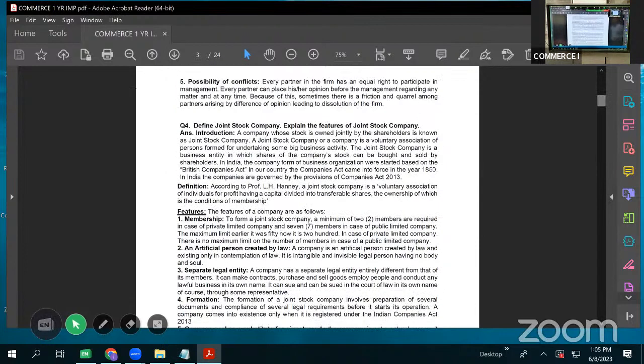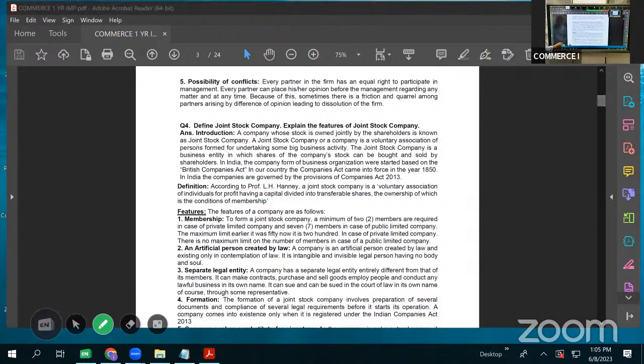Today we'll take what is a joint stock company, what are its advantages and disadvantages, and we learn its features. Okay. What are the features? What is a joint stock company first of all?